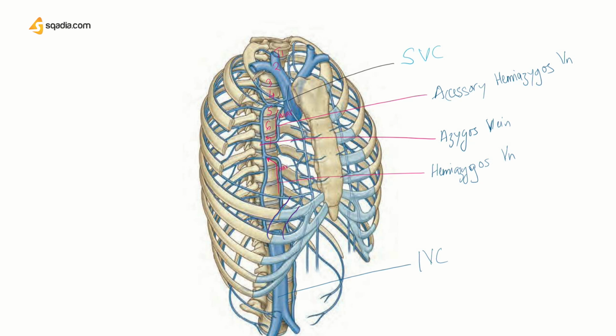So the accessory hemiazygous vein, let's write this down on the left side, drains into the azygous vein at the level of the body of T7 vertebra. And the hemiazygous vein drains into the azygous vein at the level of the T8 vertebra.